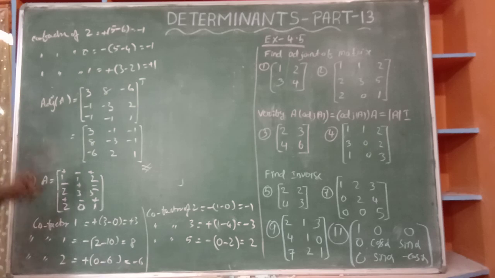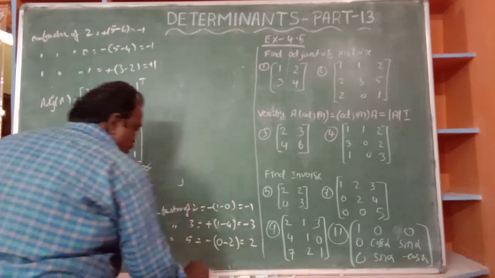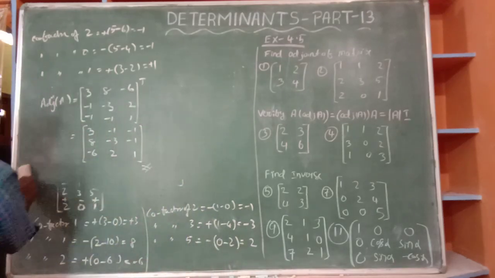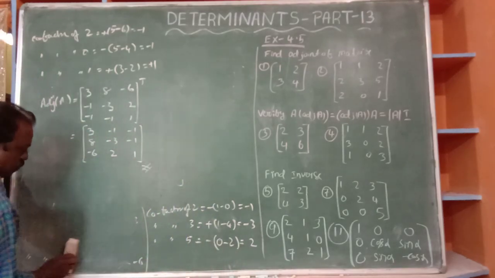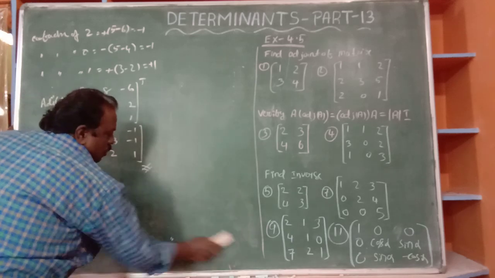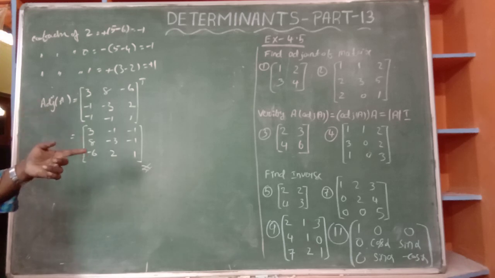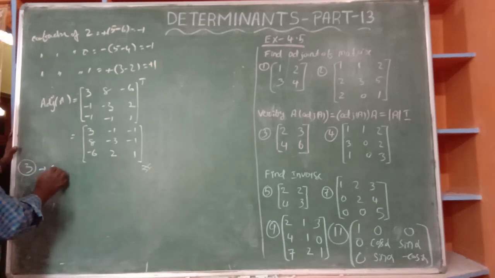Like this we have to prove. And the third one: verify A into adjoint A and adjoint A into A is equal to det A into I.